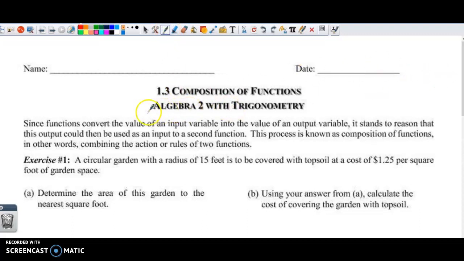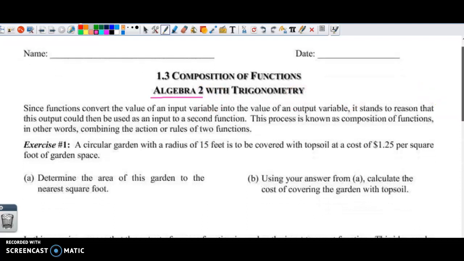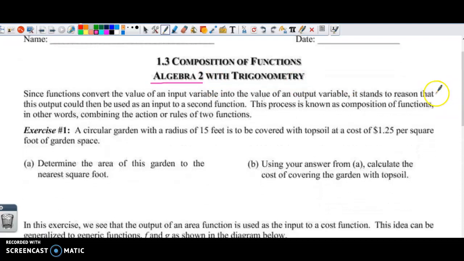All right, Algebra 2, we are continuing on with more work with functions. This time is the composition of functions. And what a composition is, it's basically another operation. It's when the output of one item turns into the input of another.